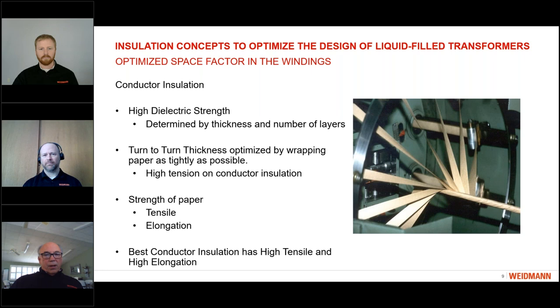So this tightness of the paper is largely determined by the strength of the paper. So tensile strength is how much force it takes to pull the paper apart. And then another important criteria is elongation. So how much the paper is going to stretch before it breaks. And if you can imagine, if you have this high speed wrapping machine, then if you had high elongation, very stretchable paper, then you're able to wrap it much more tightly. So the best conductor insulation will have both high tensile so it doesn't break, and then high elongation so it stretches and it can be wrapped very tightly.